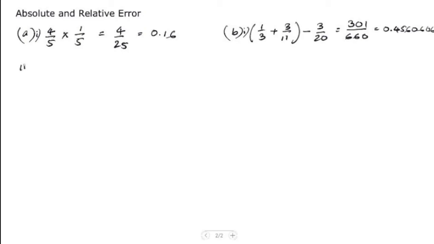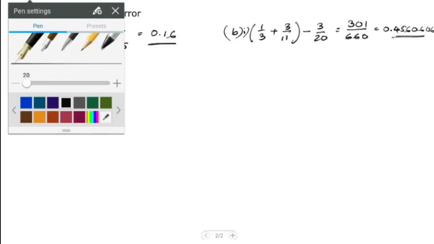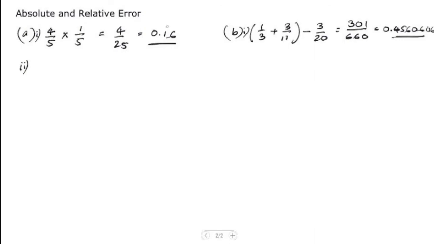Now for part 2, we have to find out the 3-digit chopping arithmetic. So basically we have to take these answers here and chop them to 3 digits after the decimal point, or you can say 3 significant digits. So here, let me use a different color for this step, we have 2 significant digits. We don't have the third one, so you can just write it as 0.16.